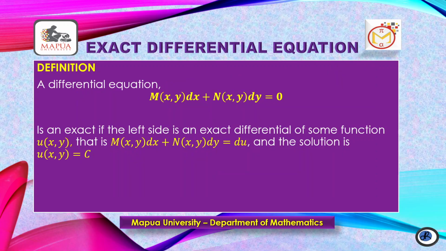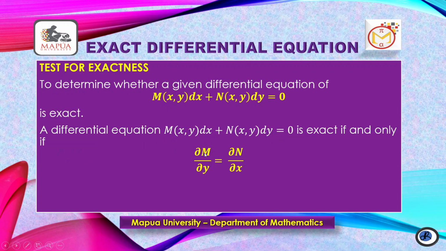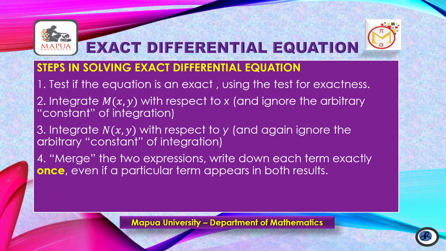For a certain differential equation, this is our general form: M, a function of x and y, dx plus N, a function of x and y, dy is equal to 0. This is considered exact if and only if the partial derivative of M with respect to y is equal to the partial derivative of N with respect to x. This is the first thing to do, to test if the given equation is an exact equation.